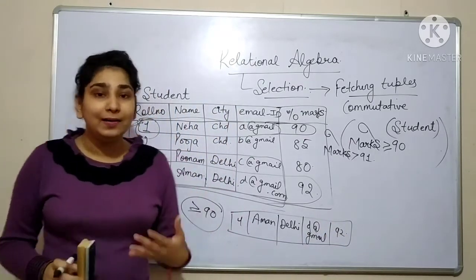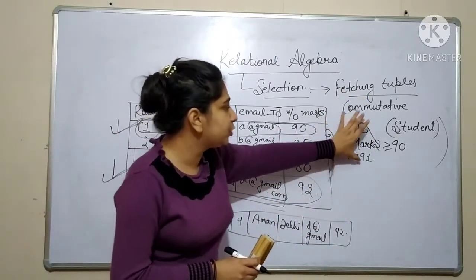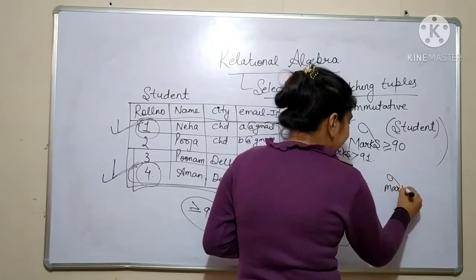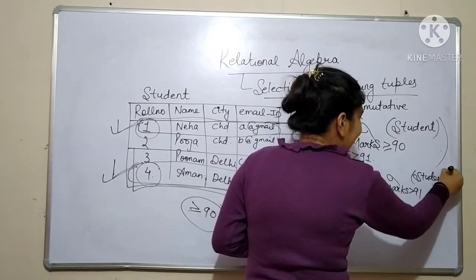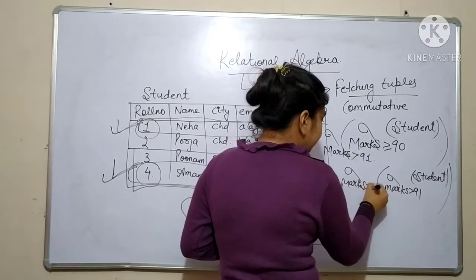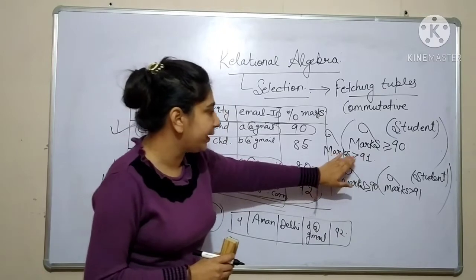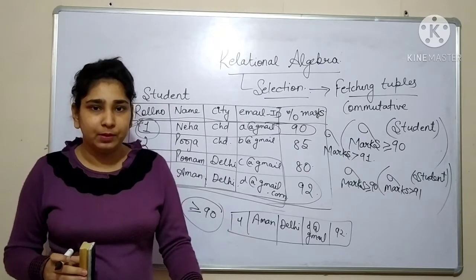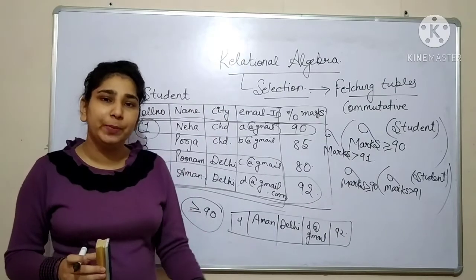Okay. So what does commutative mean? If I reverse the order of these two operations, if I write it like this, marks is greater than 91, we have to fetch it from student, and later marks is greater than equal to 90. If I reverse the order of the operations like this, our output is also going to be the same. Both of these operations' output is going to be the same.